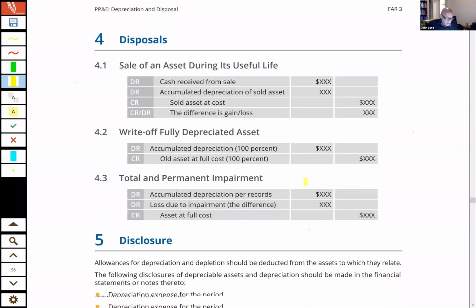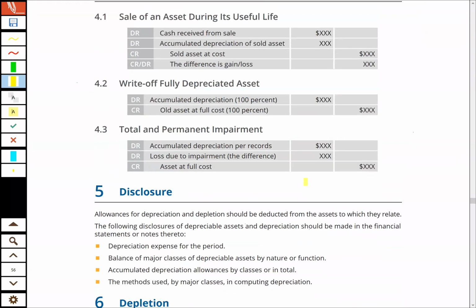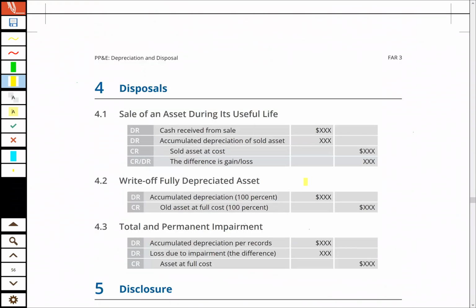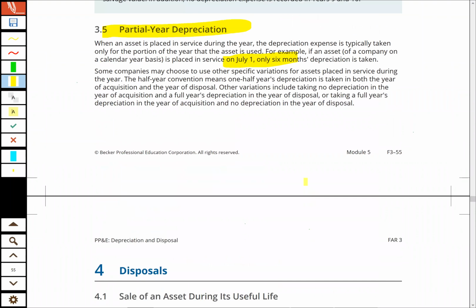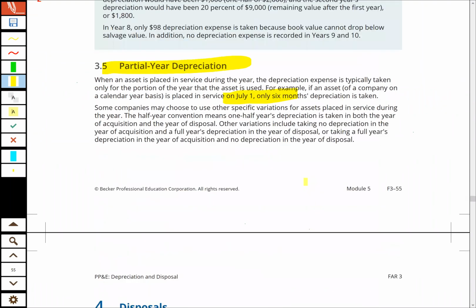Okay, good. Quick question. This is probably a basic question. It's been a while since I've taken an accounting class, but what if it was placed into use in the middle of a month, like July 15th? They don't do that on the exam. I don't think they'll do that.